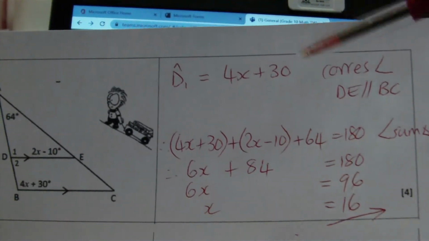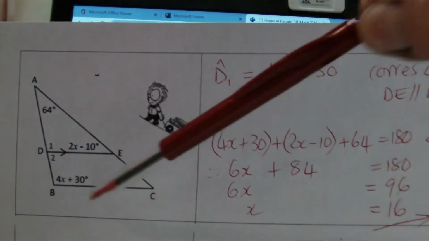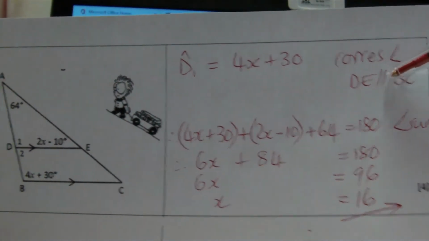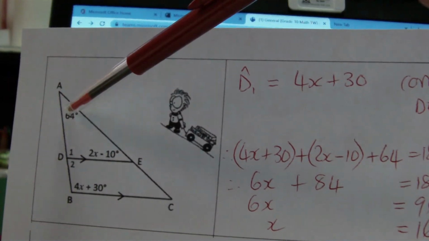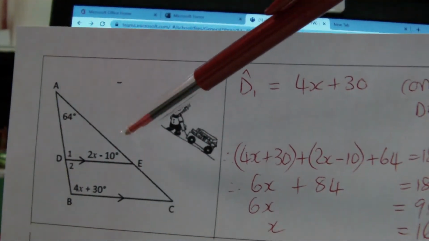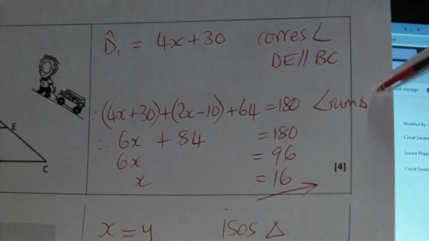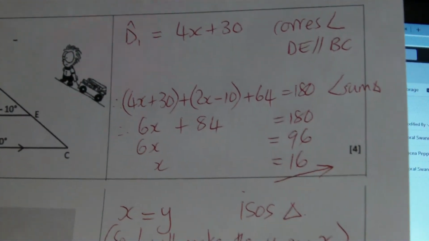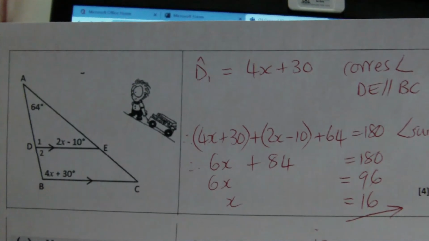So the first thing I did was I just told everybody that d1, this angle here, was equal to 4x plus 30 because of the corresponding angle, you see, with my parallel sides. So then in this triangle here, I had all three sides, eh? The 64 plus the 4x plus 30 plus the 2x minus 10, all equal 180. So there I wrote it. And then I just solved the equation and ended up with x being 16. Okay, I think that was the question. When I copied this across I didn't get the question, but I'm sure it's asking what's x.